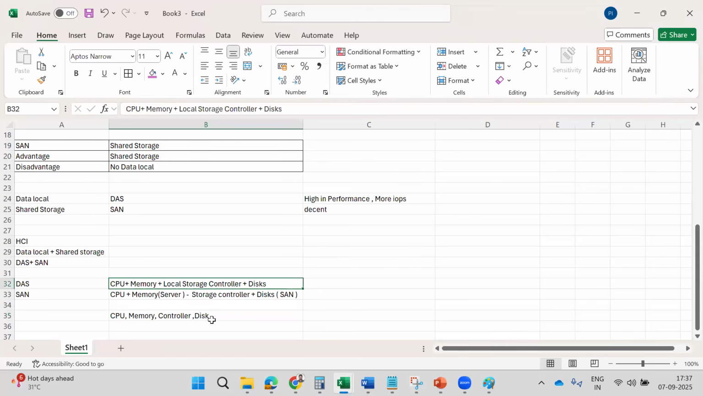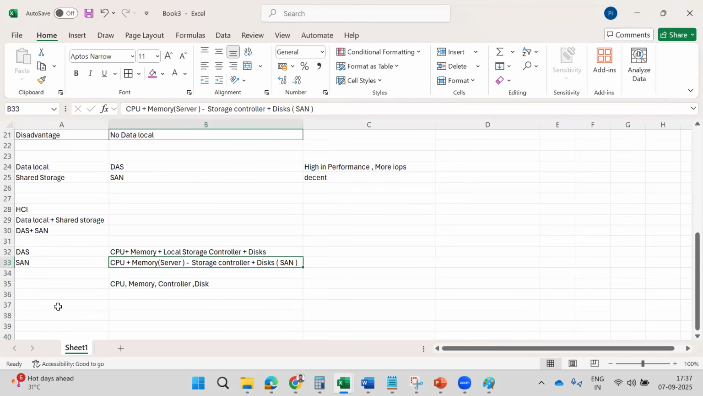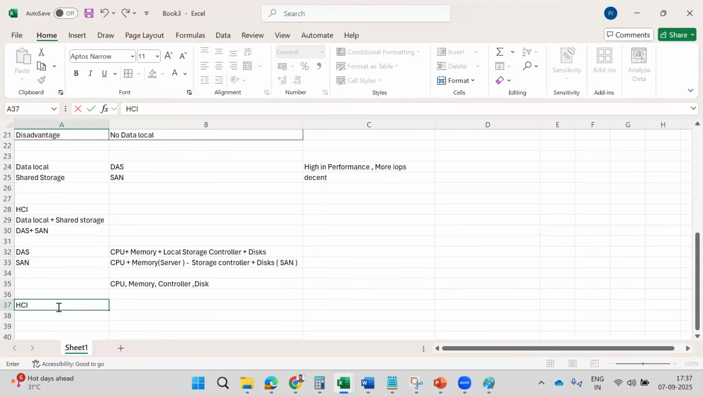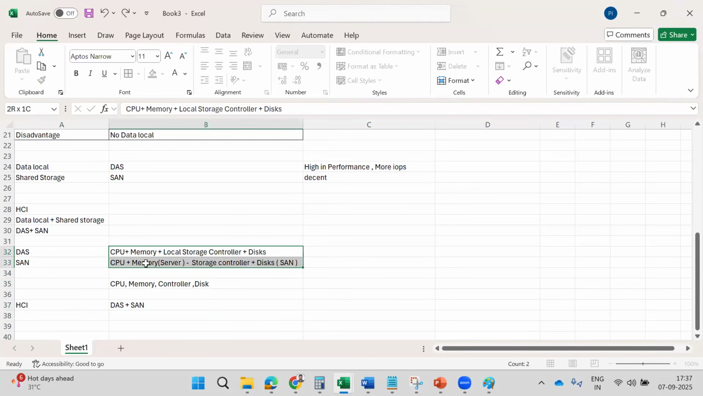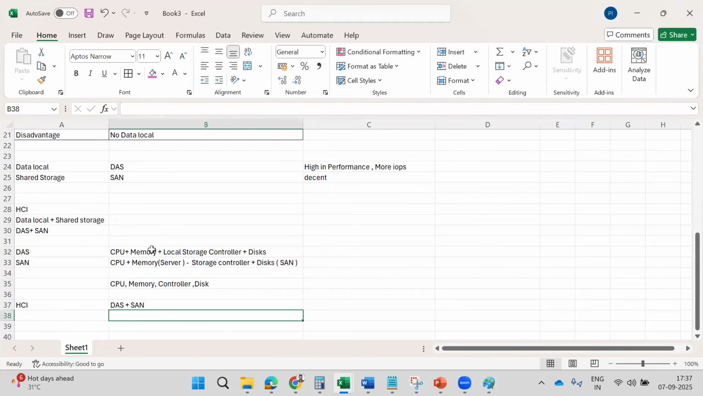Okay. How do you get all these four? That matters. In a DAS, the server brings all this. In a SAN, the SAN brings all this. Server plus SAN is offering all this. Now HCI, what is required in HCI? Since I said DAS and SAN, I take all these. But now let's compare this. What is required for HCI?